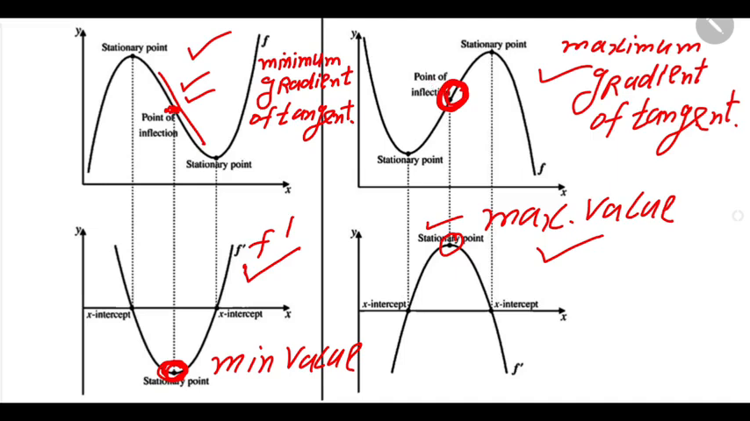Now we come back to our question. It says the gradient of a tangent to f will be a minimum. So minimum means positive cubic graph, and that will be here, at the point of inflection, because the first derivative is a parabola, and its minimum value will be at the turning point of the parabola, which is the point of inflection of the cubic graph. That's where the minimum gradient of tangent will be, at the point of inflection.